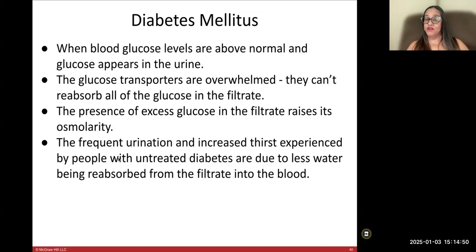Diabetes is when blood glucose levels are above normal and glucose appears in the urine, because it shouldn't. It should get completely reabsorbed back into the bloodstream. The glucose transporters are overwhelmed. They can't reabsorb all of the glucose in the filtrate. So the presence of excess glucose in the filtrate raises its osmolarity, and the frequent urination and increased thirst experienced by people with untreated diabetes are due to less water being reabsorbed from the filtrate back into the blood.